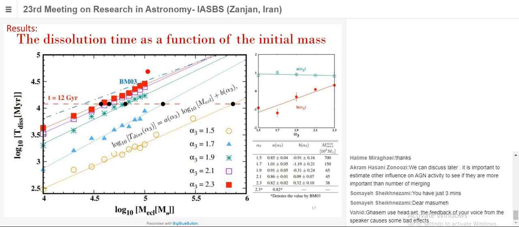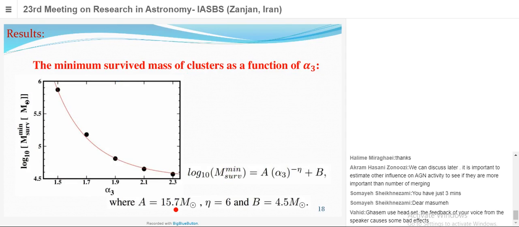In this plot, not only can we find the linear fit for each family of models, but we can also find the minimum survived mass for each model. The figure shows the minimum survived mass for different alpha 3. For top-heavy models, the dissolution time is shorter than for models with canonical IMF. Therefore, the minimum survived mass for top-heavy models is higher than for the canonical models.